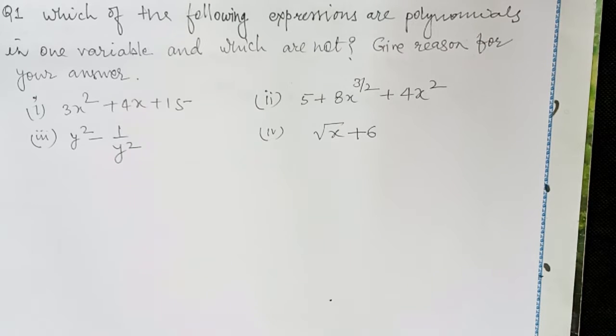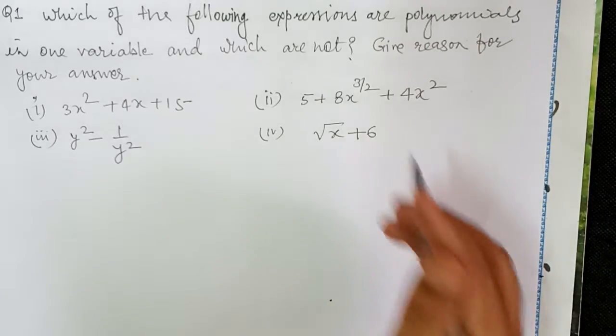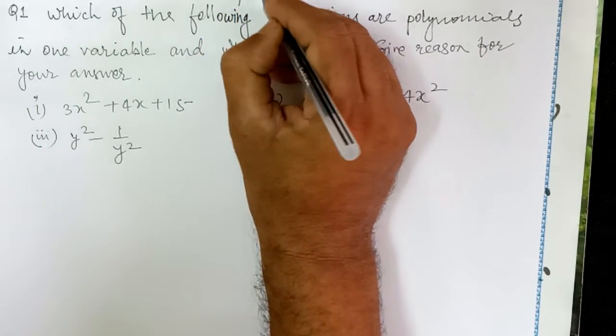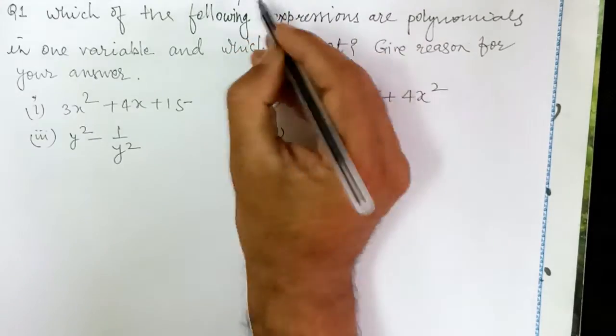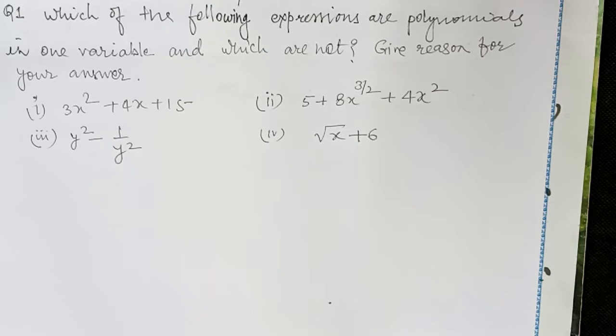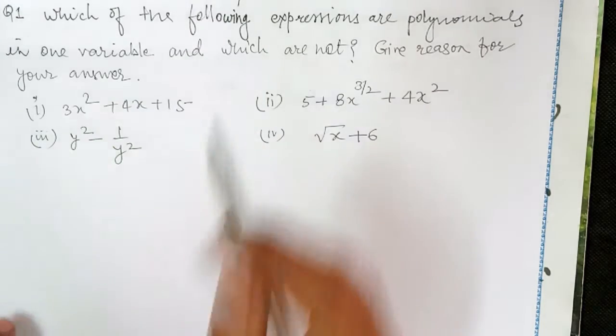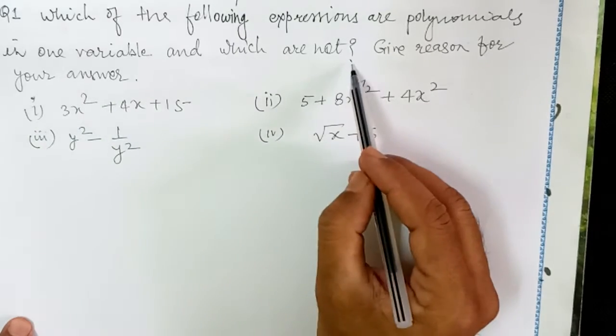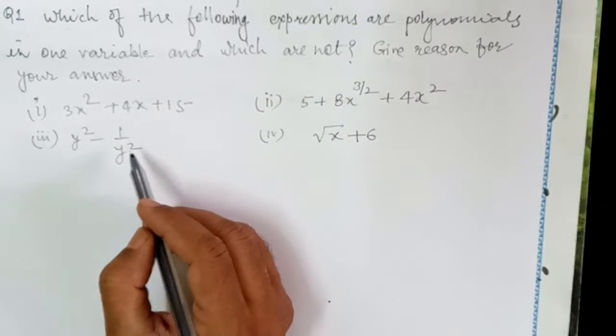Students, here we are with the questions of polynomials. The name of the chapter is polynomial, and we are having the questions which are based on the polynomials. Which of the following expressions are polynomials in one variable and which are not? Give reason for your answers.